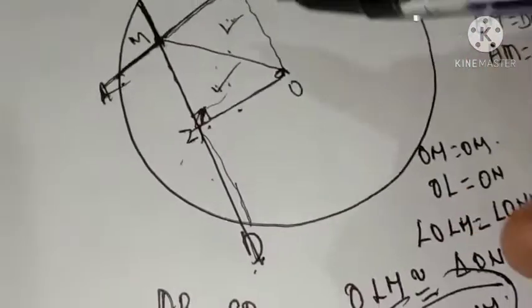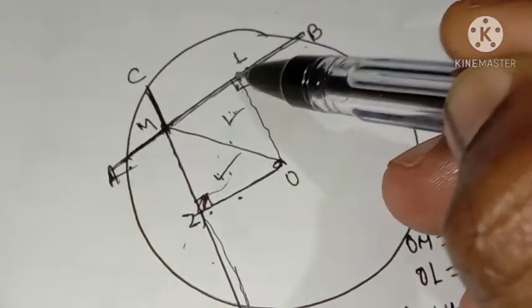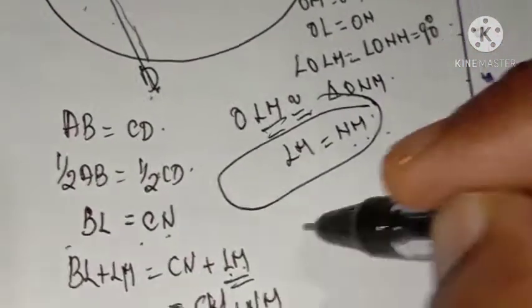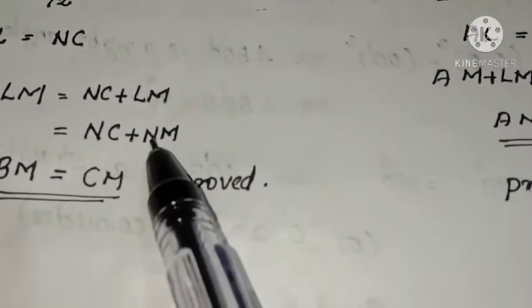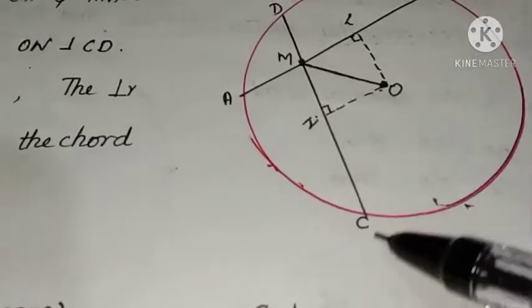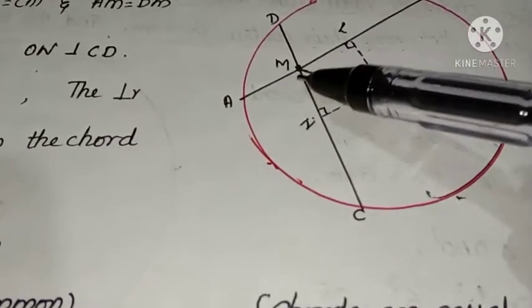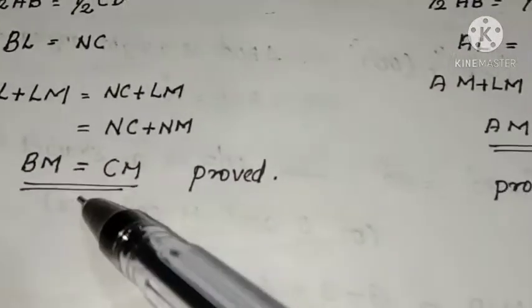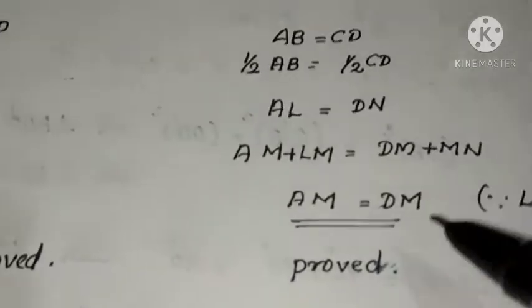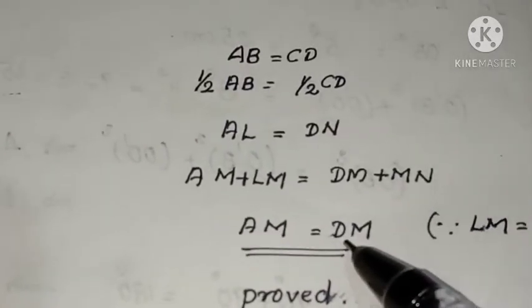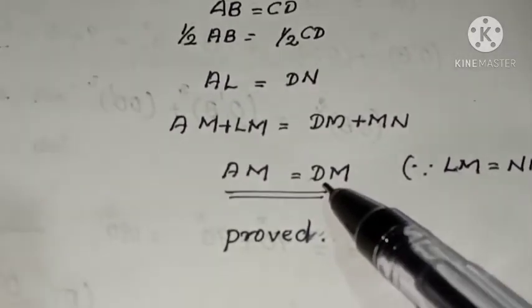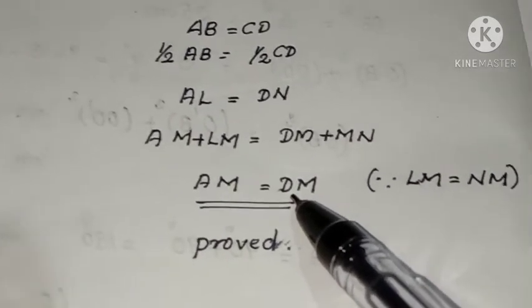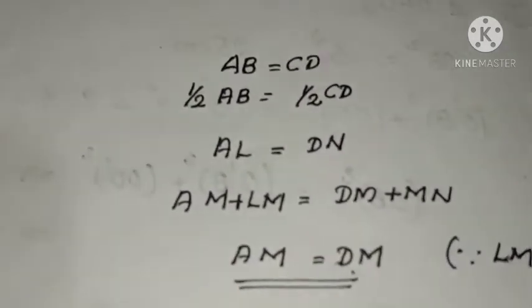Now look at the figure. BL plus LM is BM. CN plus NM gives CM. That means BM is equal to CM. Similarly, we can prove AM is equal to DM also. This is the meaning of segments of one chord being equal to the corresponding segments of the other chord. So that is question number 2.